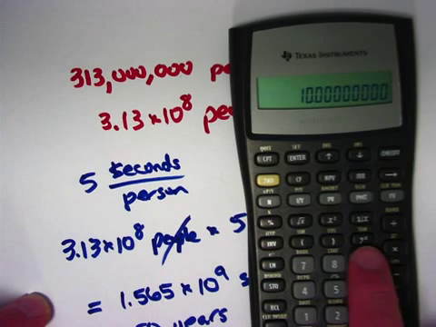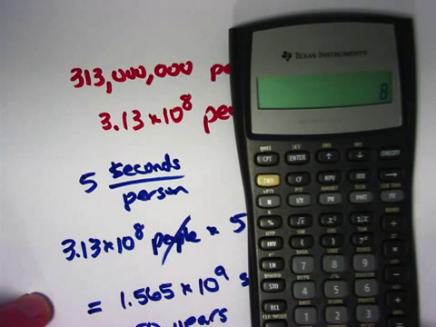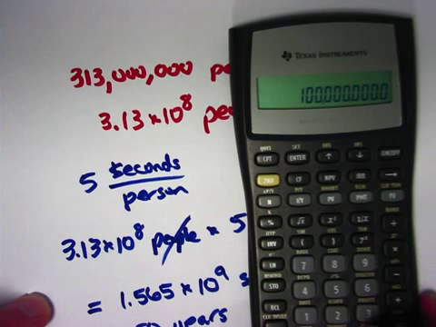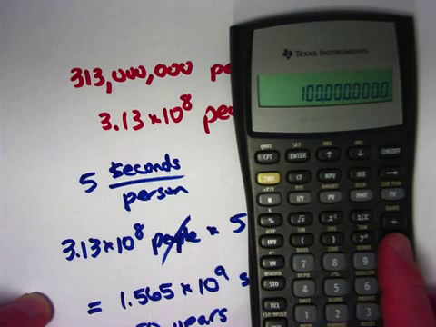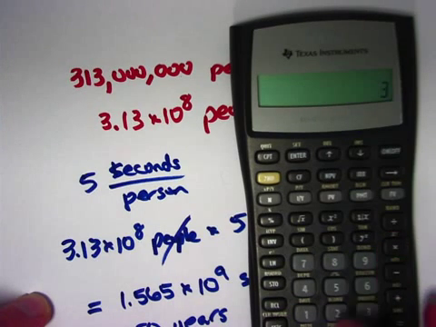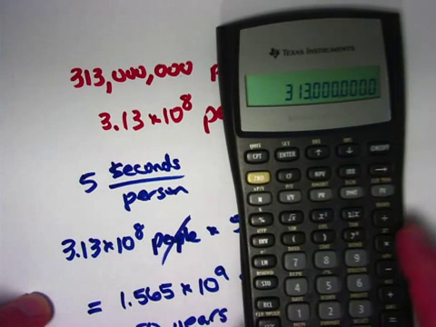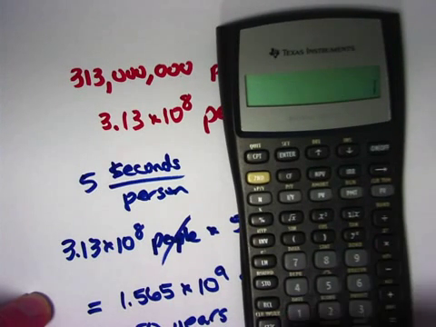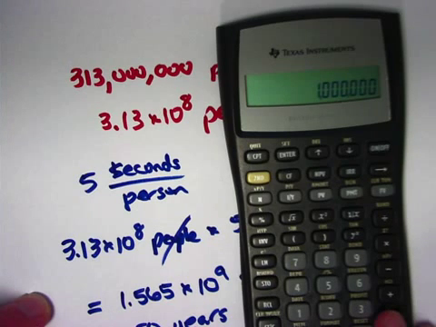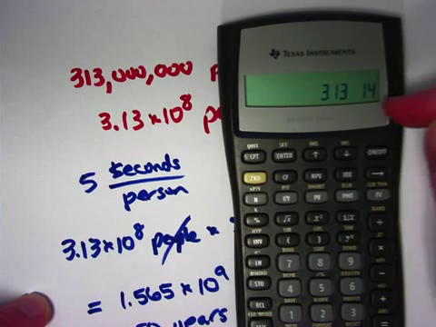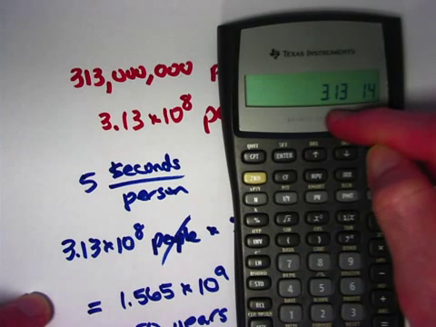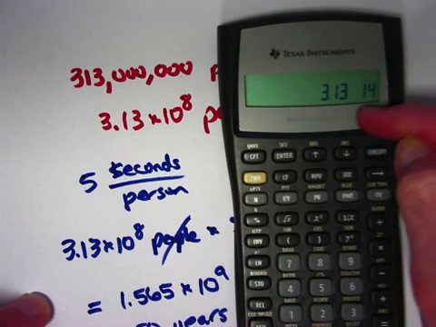I press the Y to the X button to get the exponent. And, okay, actually it's not in scientific notation there, but that is 100 million. Multiply that by 3.13, and you'll get the number. Now, if I multiply this by some humongous number like a million, probably it's going to give me the answer in scientific notation. And there you see it. It is in scientific notation. What this means is 3.13 times 10 to the 14th.